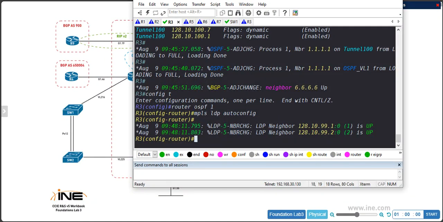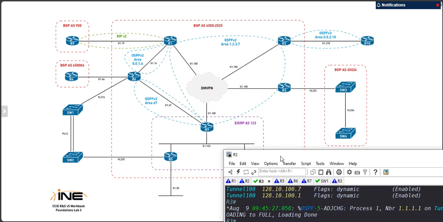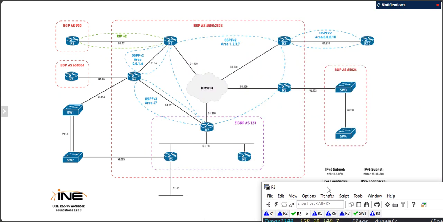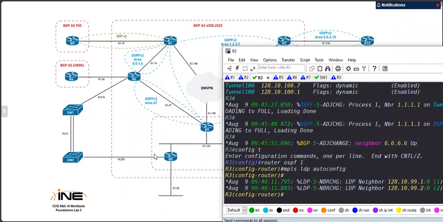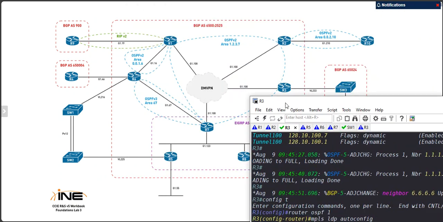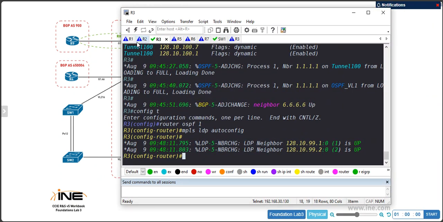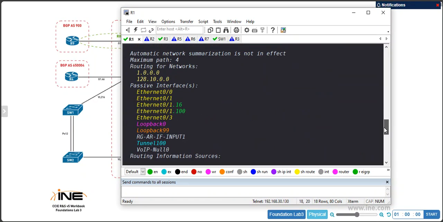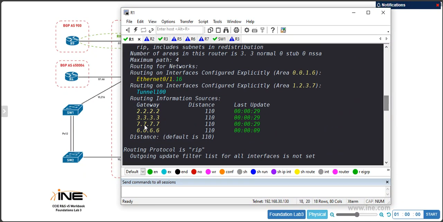Okay, on R5, because there is no OSPF on R5, we have EIGRP. I will enable MPLS on interface level on R5. Then we have OSPF for R2, R3, R7, and R6. Let's see R6.